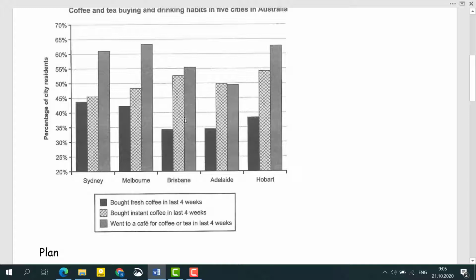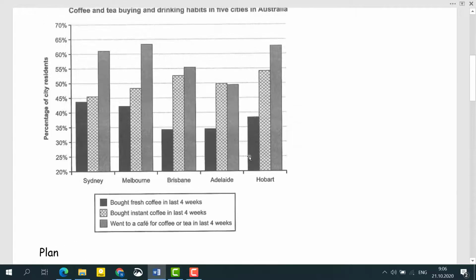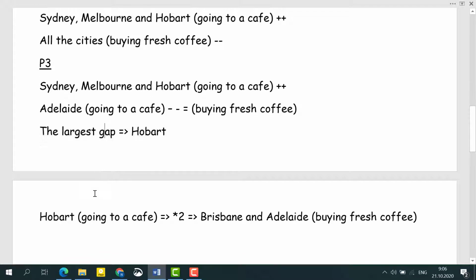Okay, so when you describe a graph, look at the columns given and find the largest gap. And if you indicate this, the examiner will be very happy because you're trying to compare and contrast. Compare means when you focus on something similar, and contrast means that you focus on different aspects. Okay, now let's move on.